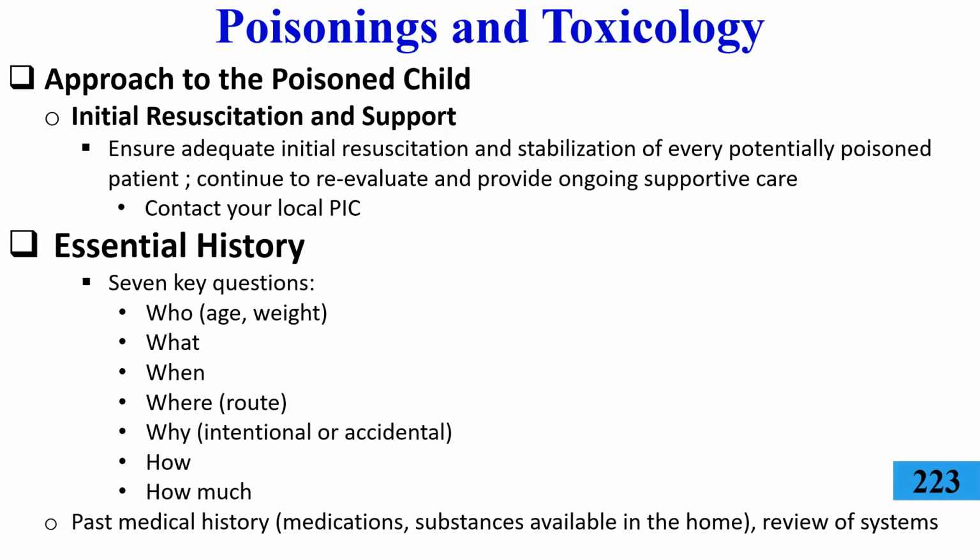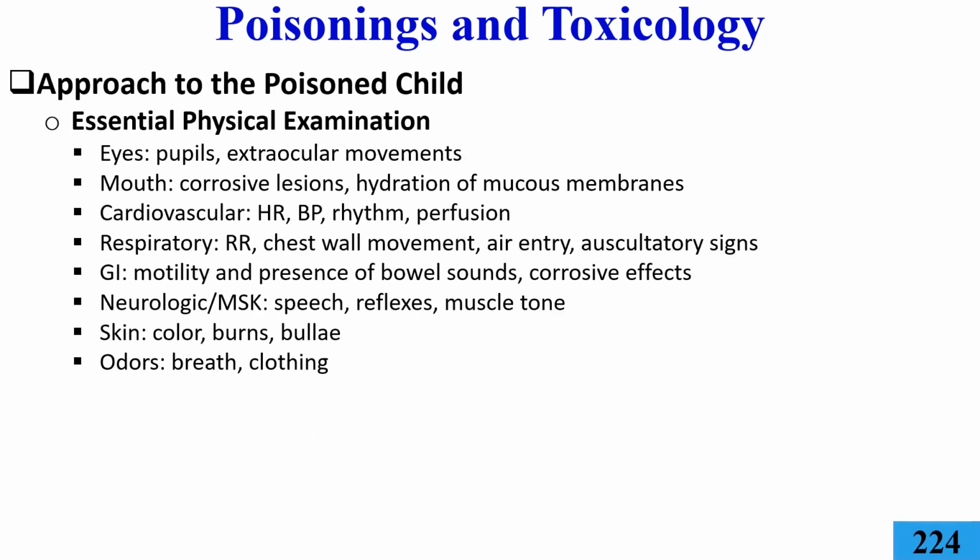Poisoning, now I'm not going to discuss poisoning. We'll have sessions about poisoning, but it's very important when we take history, A, B, C, D, very important with poisoning. And then history: who, what, when, where, why, how, and how much is very important. The past medical history of the patient and the family will give you an idea about the medications.